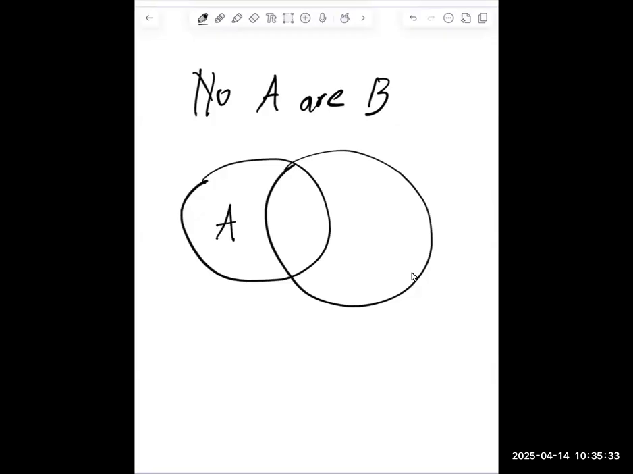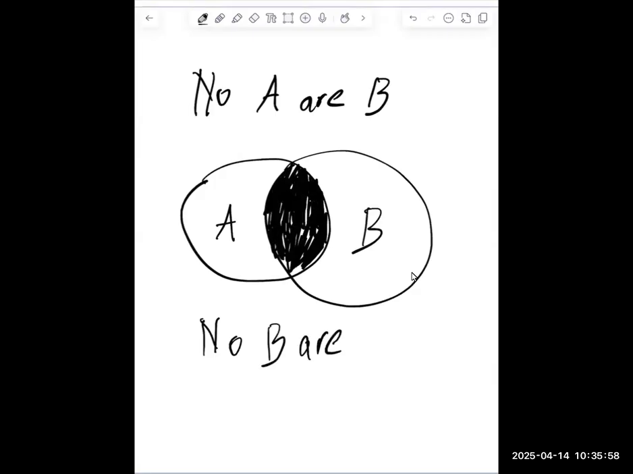No A or B. That's going to look like this. We're saying that there's nothing where these two overlap. And if I had no B or A, it's going to look exactly the same way, right? I mean, my circles are different sizes, but the diagram's going to be the same.